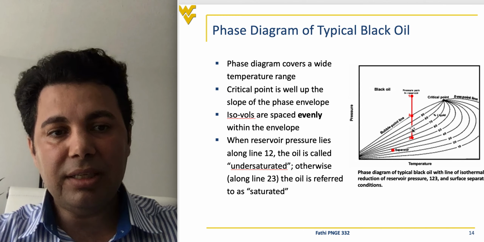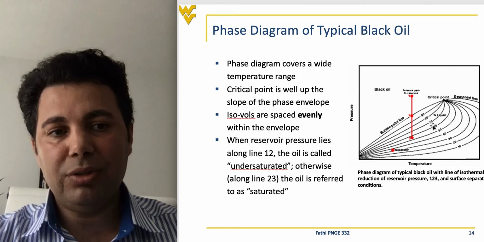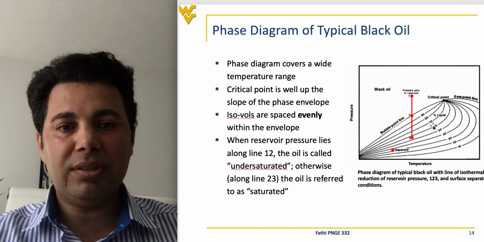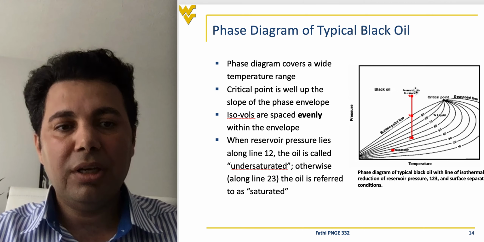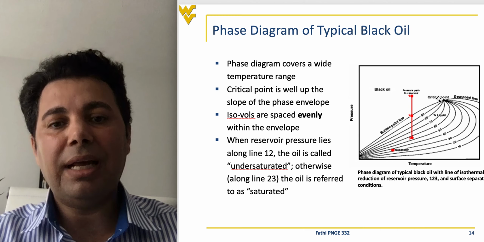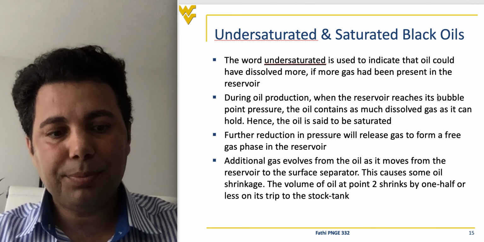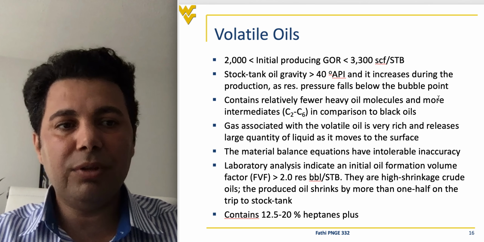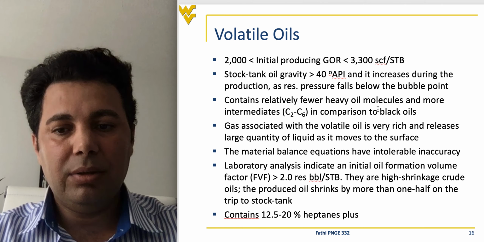And as you can see, these isovolumes that show the amount of liquid are evenly distributed. This is another indication. So if I look at the phase envelope and it's huge, I see evenly distributed isovolumes, and the critical point is far away on the left-hand side, that's definitely my black oil reservoir. Okay, so in the next part, we are going to talk about the volatile oil and its properties.